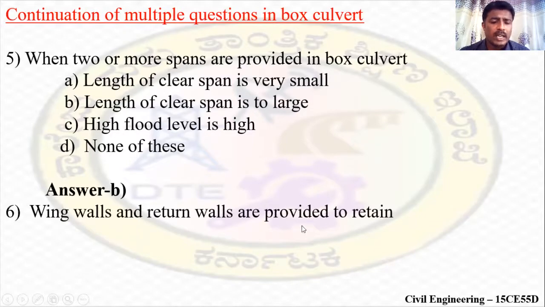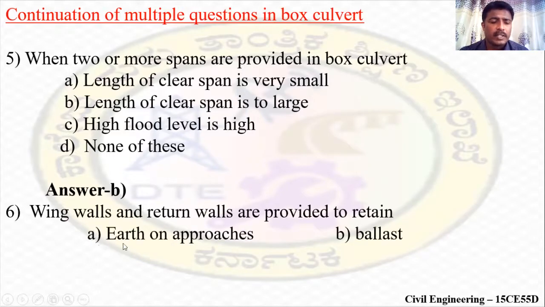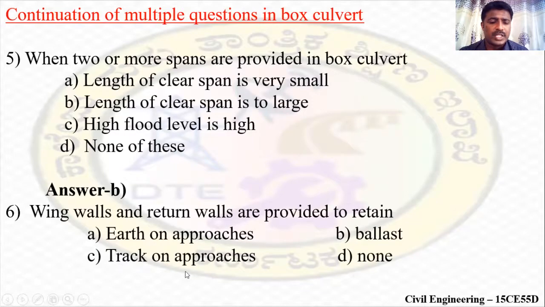So next question. Wing walls and return walls are provided to retain. Option A, earth on approaches. Option B, ballast. Option C, track on approaches. Option D, none. Answer is option A. Wing walls and return walls are provided to retain the earth on approaches. So to protect the earth on road approaches, wing walls and return walls are provided.